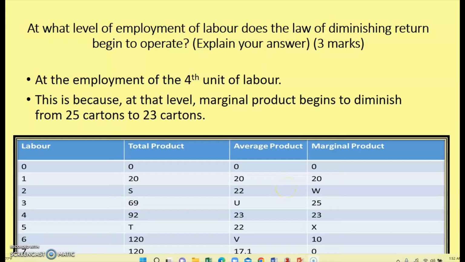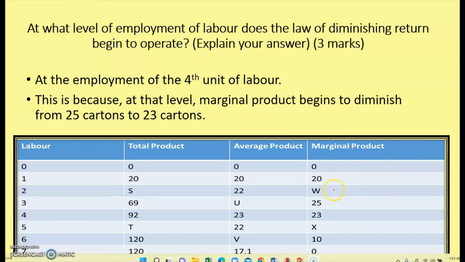So we are looking at the B side of the question. That is, at what level of employment of labor does the law of diminishing return begin to operate? Explain your answer. So this is a 2-in-1 question. The first one, you are to tell us at what level the law begins to operate. Now the indicator of the law is the marginal product. So let me fix in what we got for the marginal product.